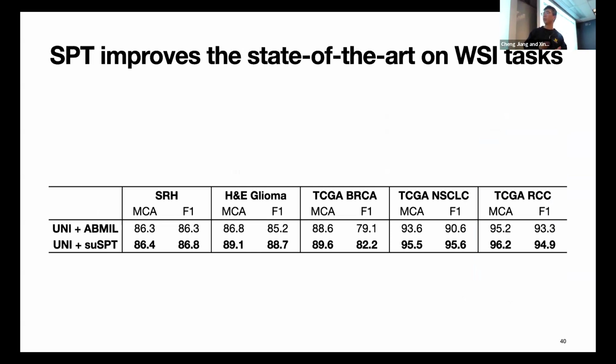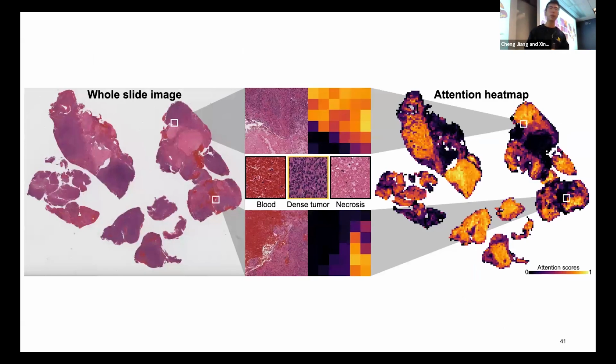As Uni claimed, it is a state-of-the-art method just using ABMIL, which is a very easy and naive way of doing feature aggregation on the patch tokens. But with the supervised SPT, we can further improve their performance on very high quality patch tokens.